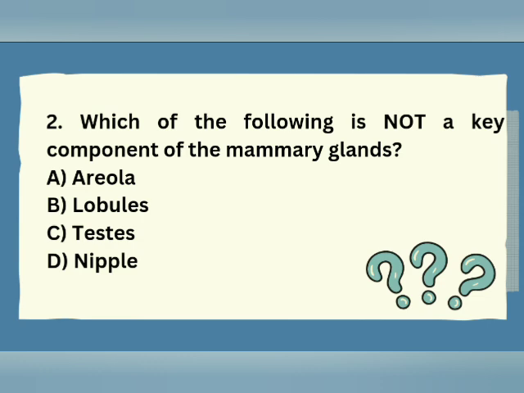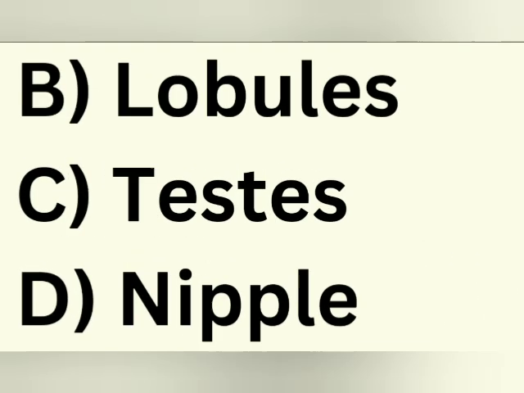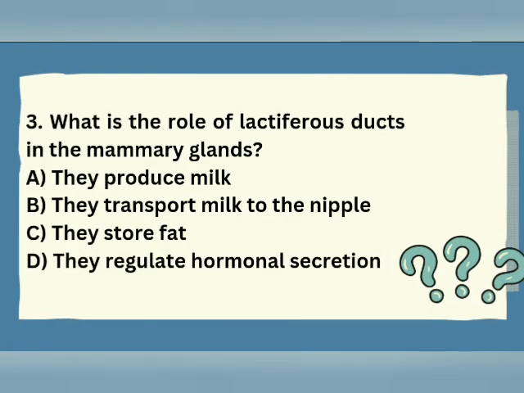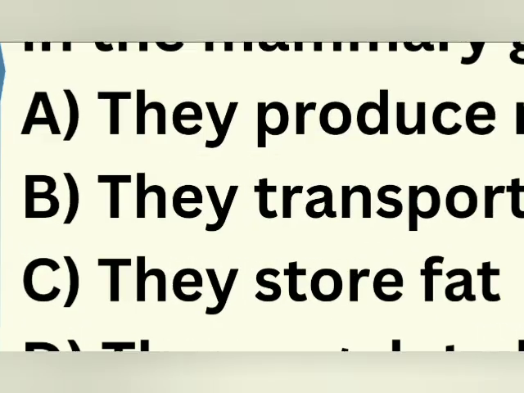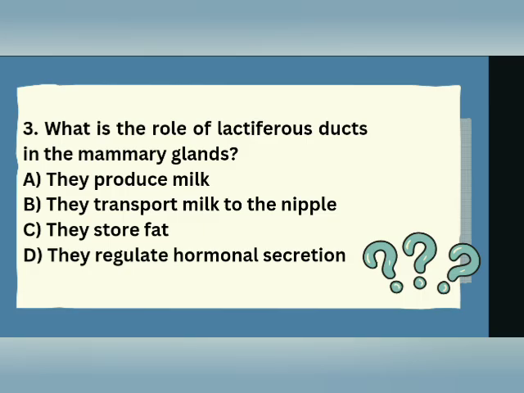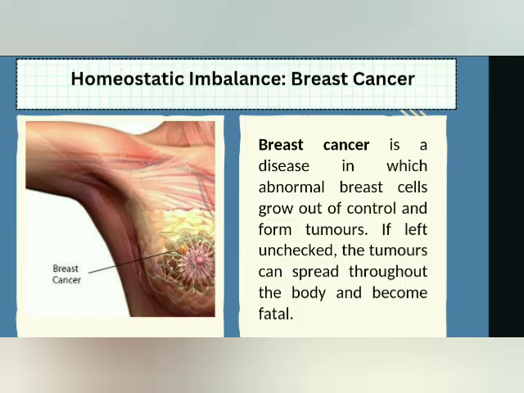Question number 2. Which of the following is not a key component of the mammary gland? A. Areola. B. Lobules. C. Testes. D. Nipple. The answer is testes. What is the role of lactiferous ducts in mammary glands? A. They produce milk. B. They transport milk to the nipple. C. They store fat. D. They regulate hormone secretion. The answer is letter B. They transport milk.